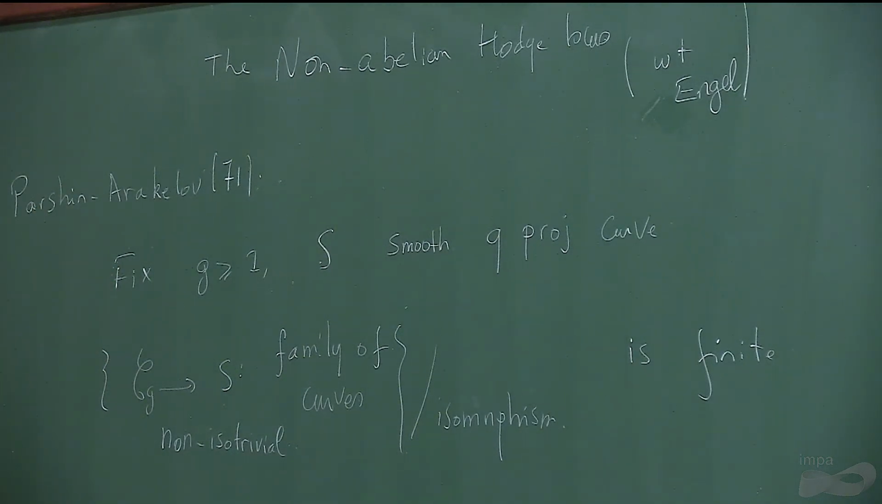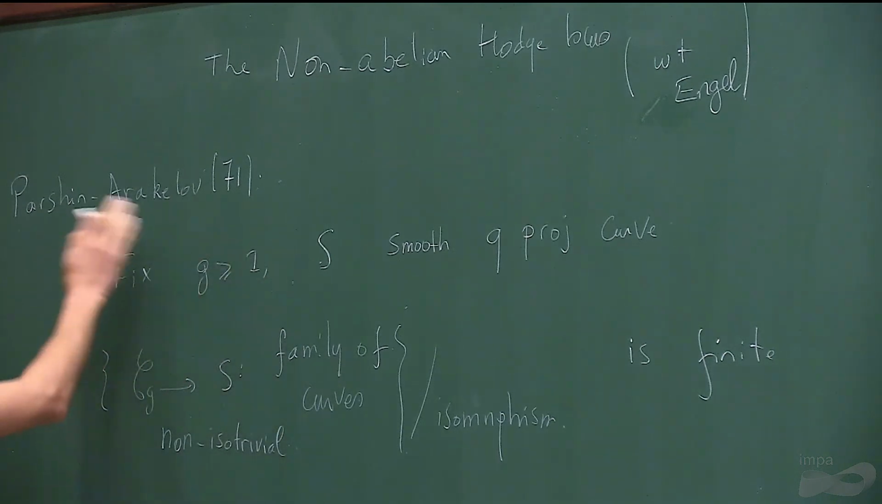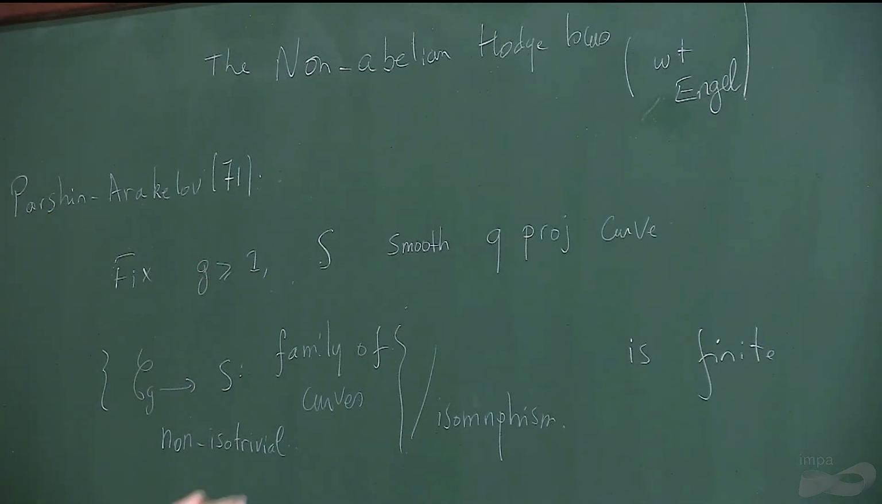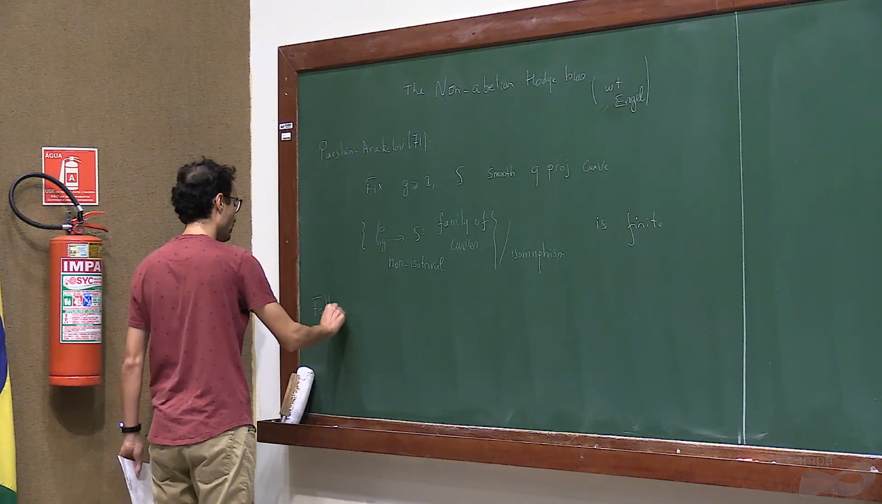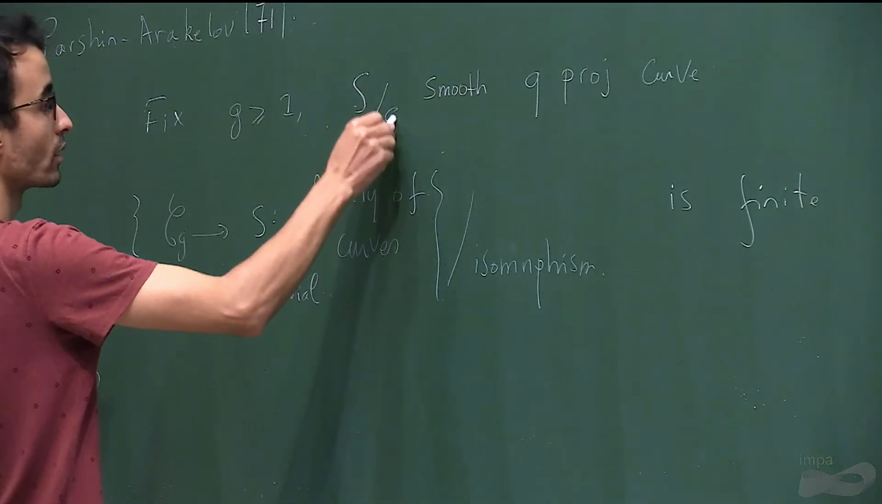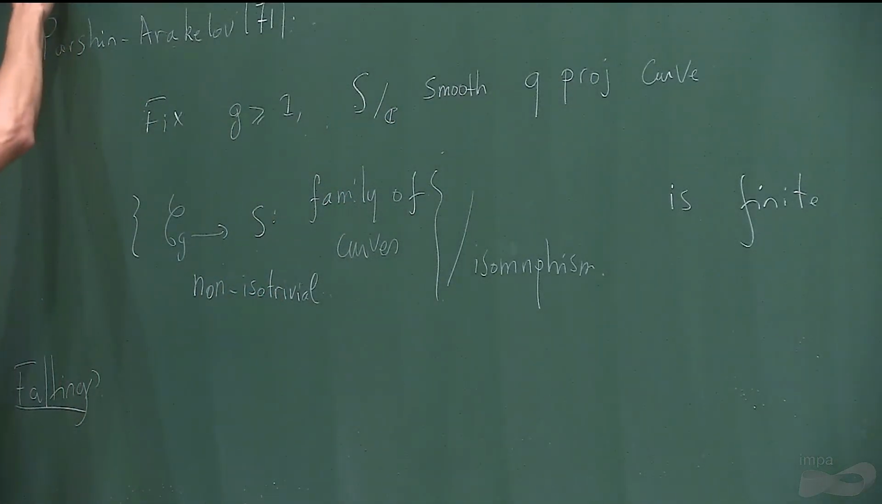When S is projective, this result is due to Parshin, and then Arakelov generalized this result for any S. Now, this might also remind you of a later result of Faltings, also over C. So everything here is over C. Throughout the talk, everything is over C.